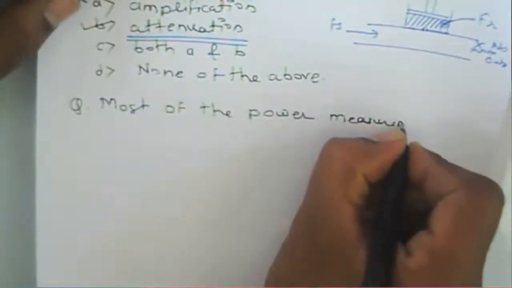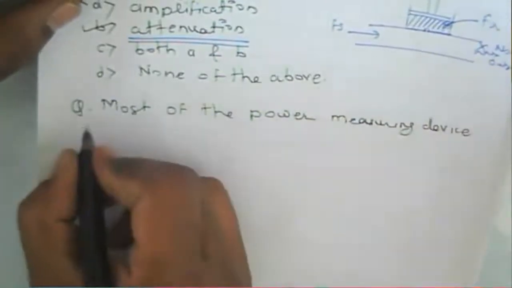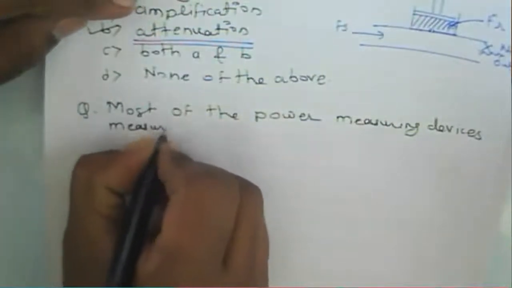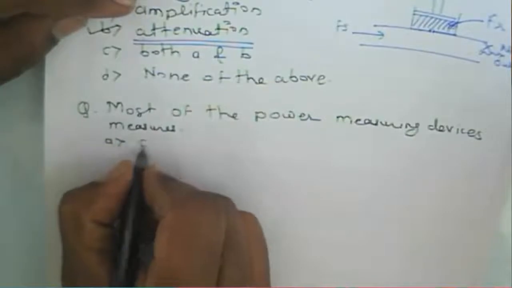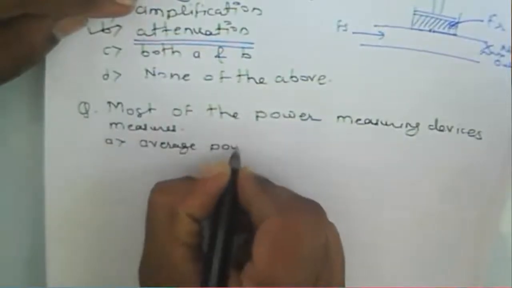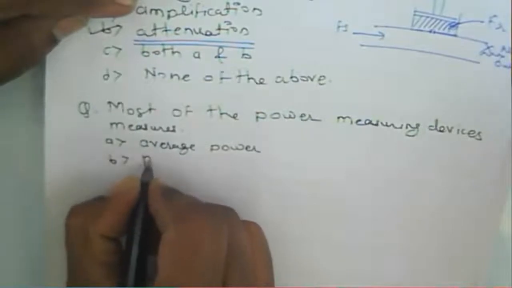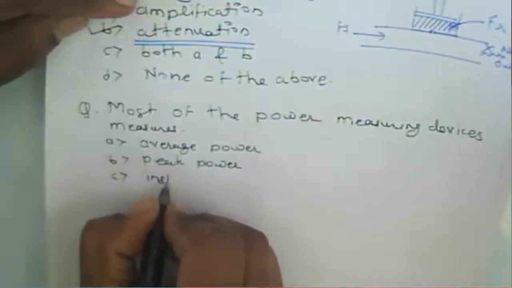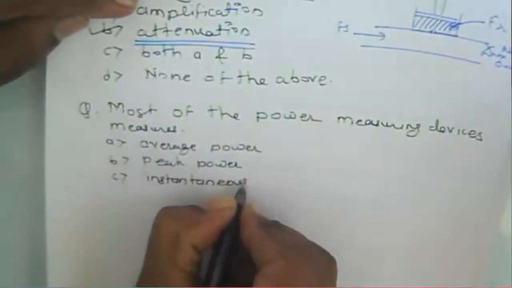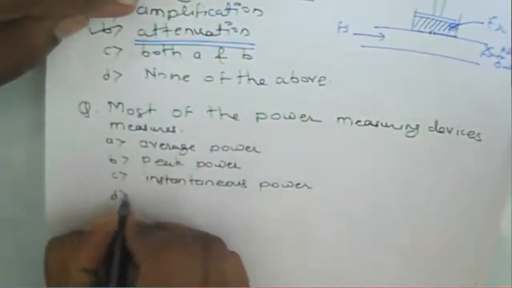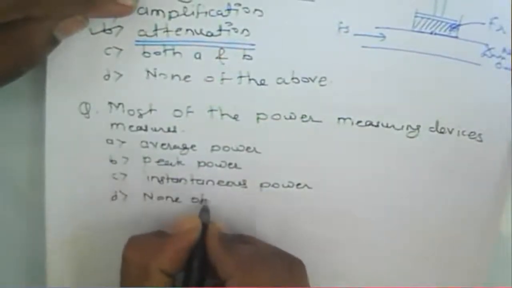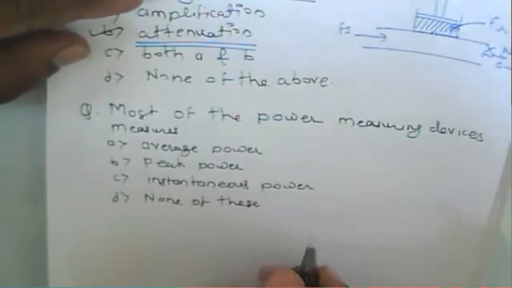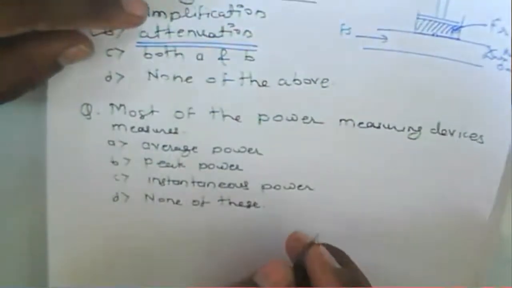Now next, most of the power measuring devices measure A average power, then B peak power, C instantaneous power, then D none of these. What is the answer for this?